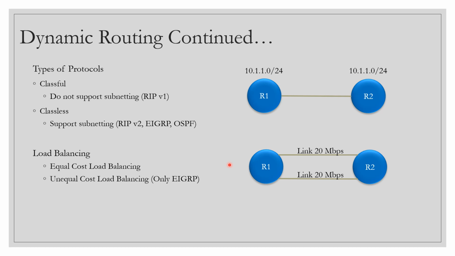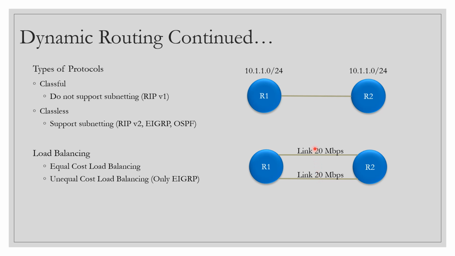Now from R1 to R2, if I am planning to send, let's say, 4 packets, they will be distributed evenly, like 2 on the top link and 2 on the bottom, and they will go straight to R2. However, let's say I change the bandwidth from 20 to 10, which means my cost will be 100 by 10, which is 10 here, and this is 5, right?